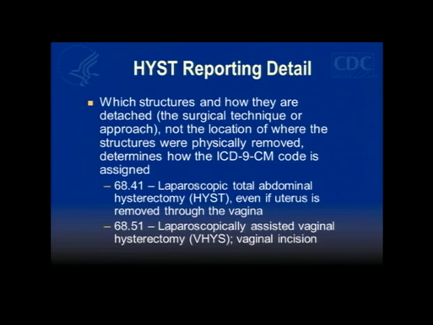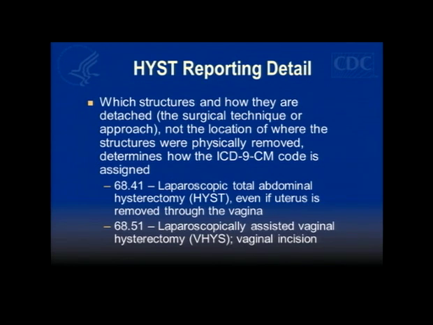So what does that mean? It means if there's an assignment of a 68.41 as the ICD-9 code for a laparoscopic total abdominal hysterectomy, then that is one of our HIST categories. And it doesn't matter if the uterus was removed through the vagina. So it doesn't have to be removed through the abdomen. It can be removed through the vagina and still be coded as a 68.41 and be considered an abdominal hysterectomy.